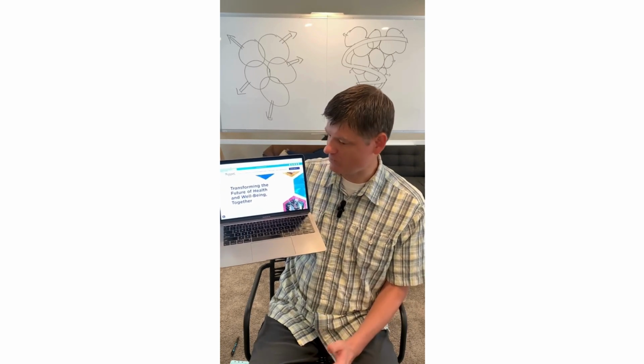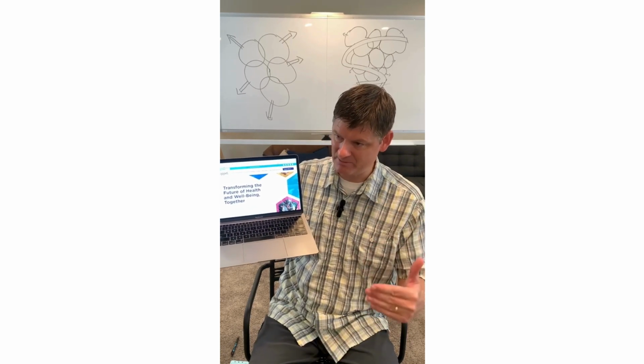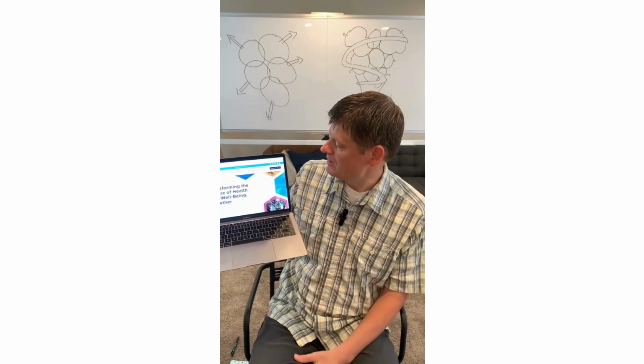One is the idea of transformation, which in my mind represents significant fundamental change from one reality to another. The future of health and well-being, so that's quite broad. So we're not just talking about a clinical encounter, we're not just talking about a project, we're not just talking about an educational requirement, we're talking about the health and well-being of a population.